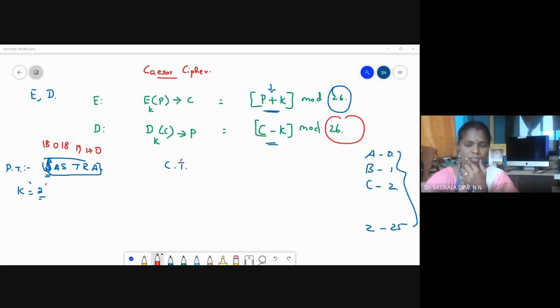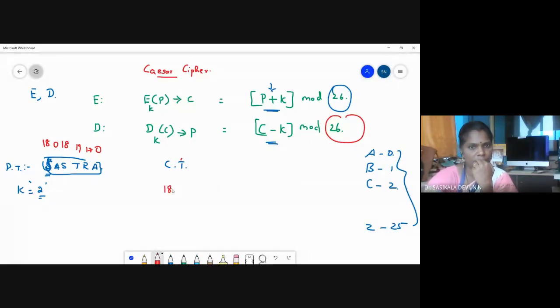Here there are around 56 students. Just do the calculation like this: P1 is 18, plus K is 2 here, 18 plus 2, then do the mod reduction with 26. Give me the answer. What is this? 18 plus 2 is 20, 20 mod 26.